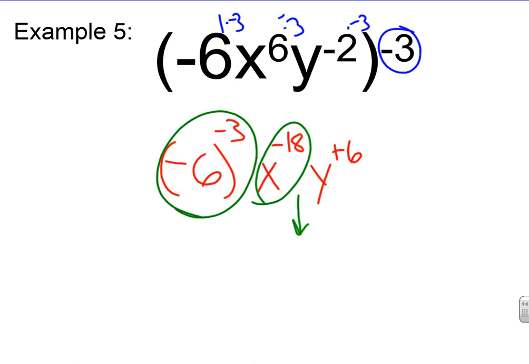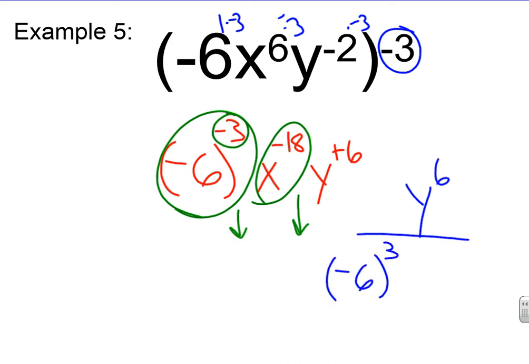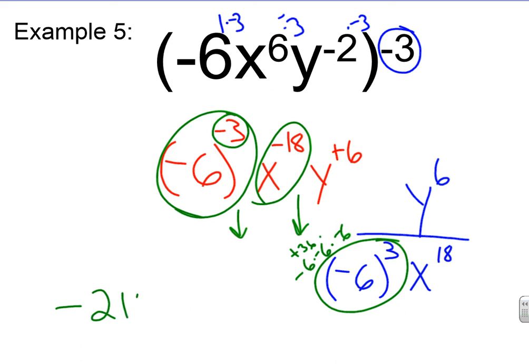Well, look here, it's also a negative exponent. So those get the good old shove down. So we have y to the 6th over negative 6 to the positive 3rd power, x to the positive 18th power. My last step is to evaluate my coefficient. That means negative 6 times itself 3 times. Negative 6 times negative 6 is positive 36. Times negative 6 is going to give me negative 216. We should remember that from our cubes. And of course, everything else fills in.